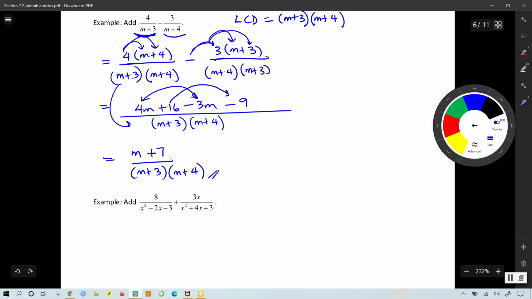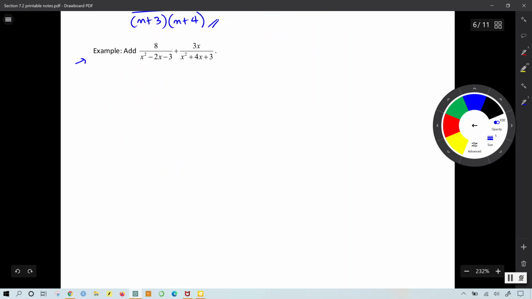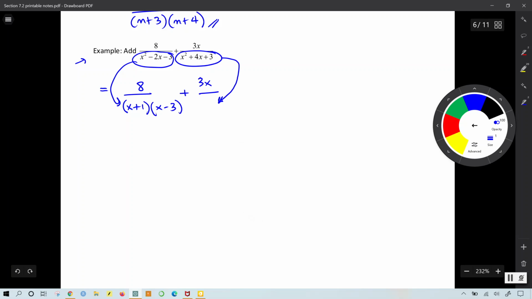And that is the final answer. Then we proceed to the next example. For the next example, we observe that the denominators are each a quadratic expression, and so we'll need to factor each of them. If we factor x squared minus 2x plus 3, we'll have x plus 1 times x minus 3. Plus, to factor this one, we're going to have 3x all over x plus 3, and then x plus 1.